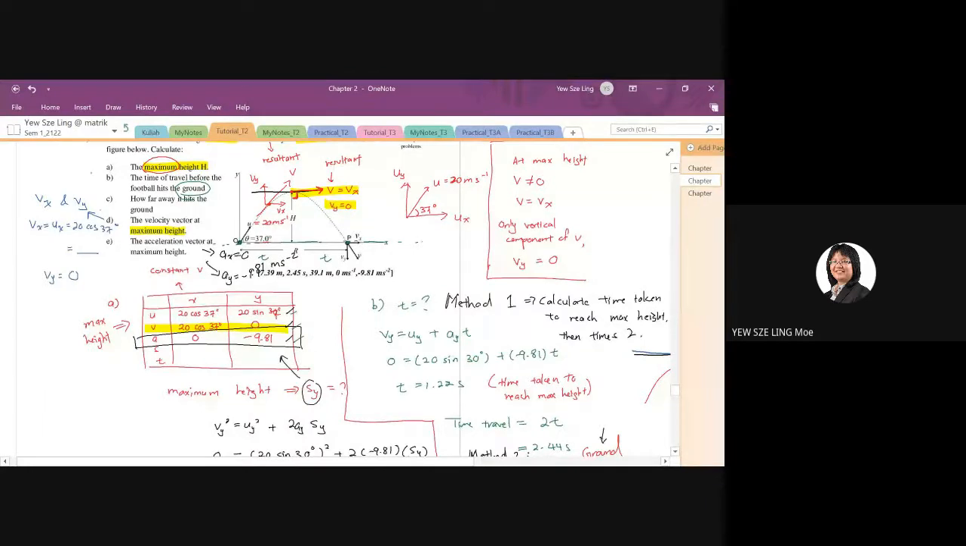So that is the meaning of velocity vector and acceleration vector. It's asking for the x component and also the y component. Right, so you write it down. Question C, D, E is very simple. Just that for D and E, you need to know what is the value along the x component and along the y component. That's it.